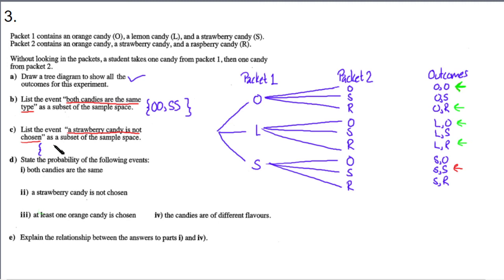So we're going to list them as OO, OR, LO, and LR.